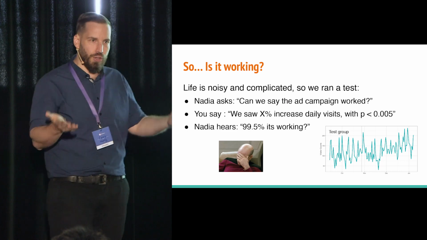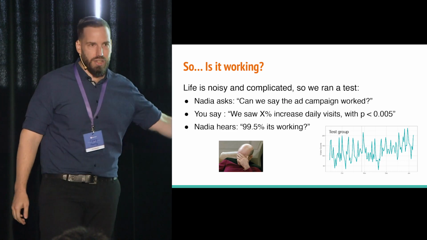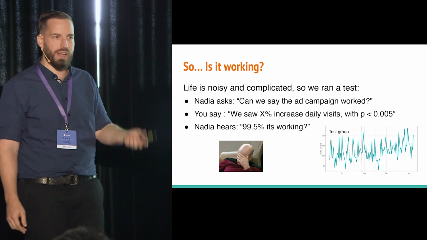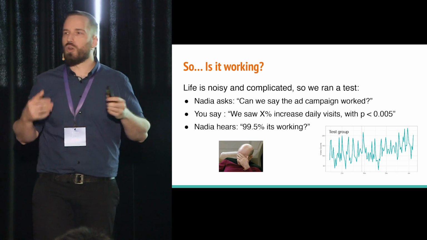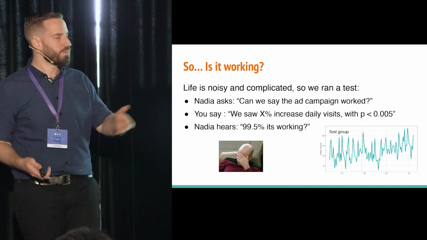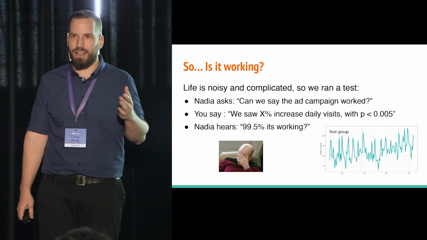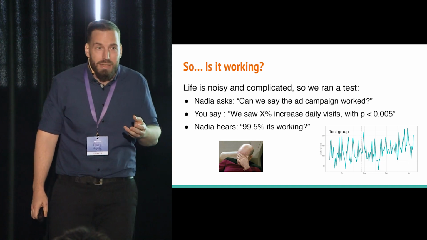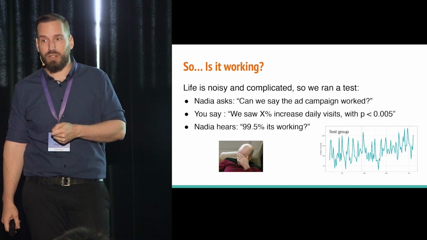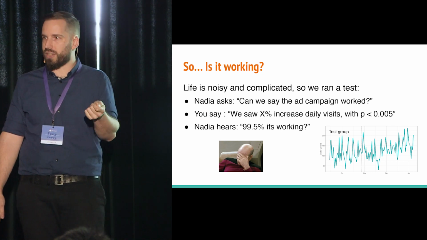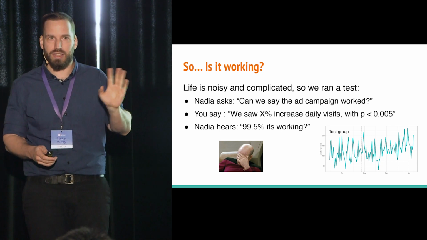What we can say is the following: we saw an increase of 5% in this KPI or in this conversion rate or whatever, with a p-value of 0.05. Okay. This is great, right? This is really interesting, but this is not the answer to Nadia's question. The problem is, Nadia thinks that you answered the question. When people hear this is statistically significant, people think, okay, this is working. And this is absolutely not the case.